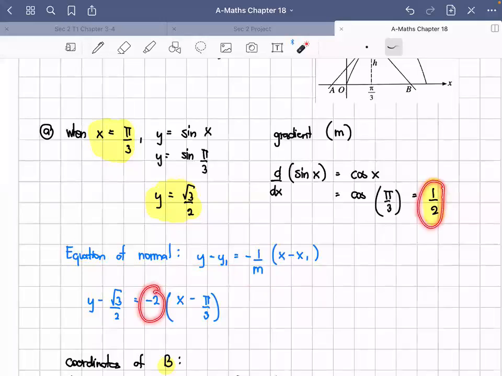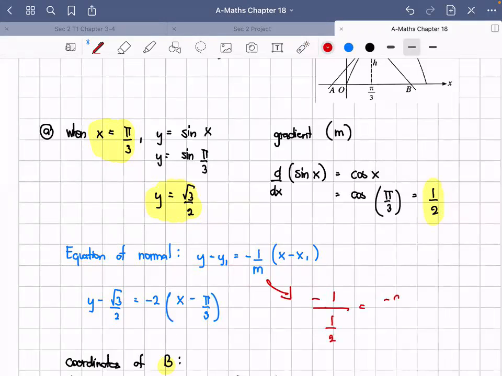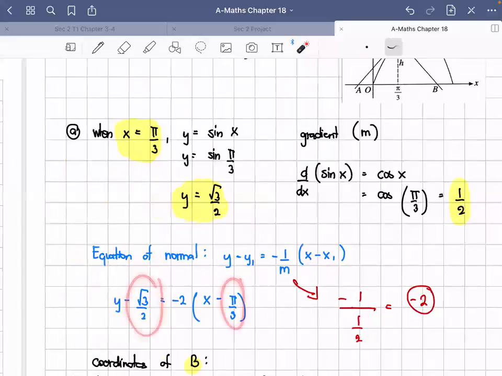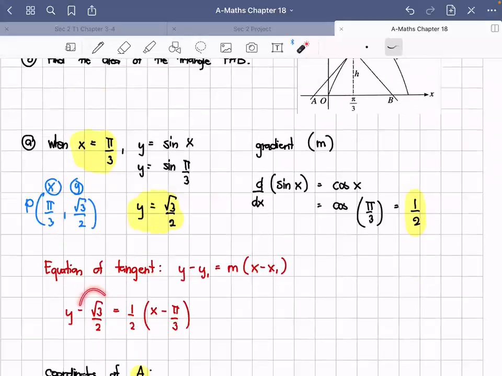Do you have any question? Because if you plug it here, you have negative 1 over 1/2. So that gives what? Negative 2, right? If you plug this in your calculator, you'll get negative 2. That's why you have negative 2 here instead of having 1/2. And then everything else is the same with this. Okay, it's the same.